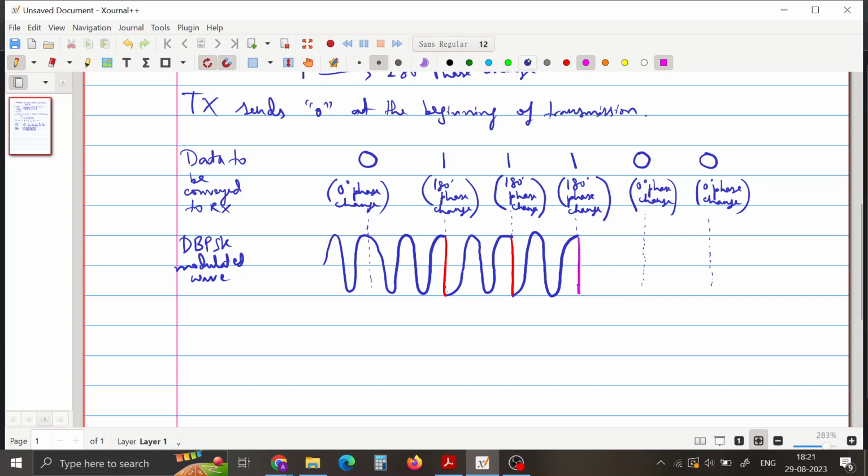I think I used the wrong color, but I'm denoting the phase change transition by the red color. Now I encounter 0, so no phase change. And again 0, so no phase change. Fine. So it's not drawn to scale, but I hope you get the idea. This is fine till now.